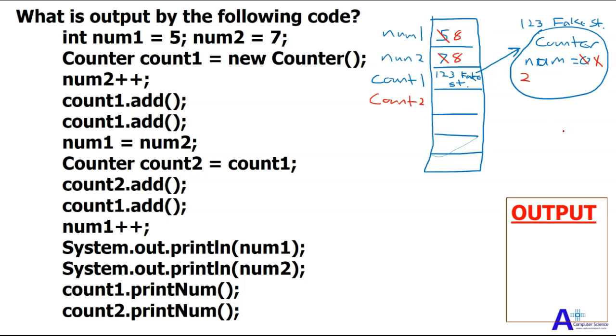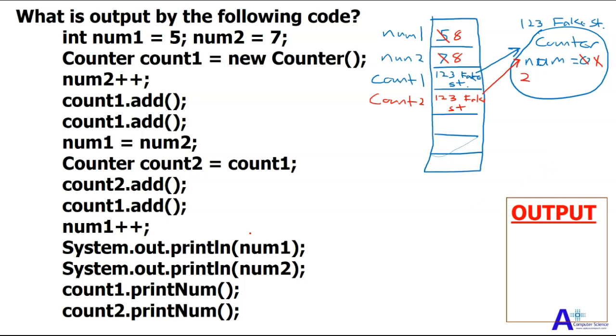And it doesn't actually copy the counter object like we had with the primitives. Okay, there's two 8s right now. What it does is it copies the address, 123 Fake Street, and essentially points counter 2 at the same object as count 1.